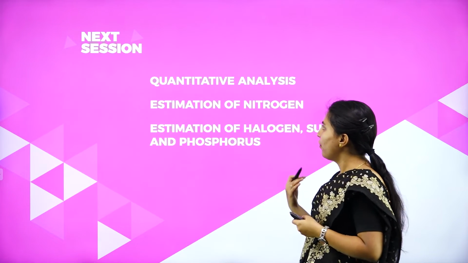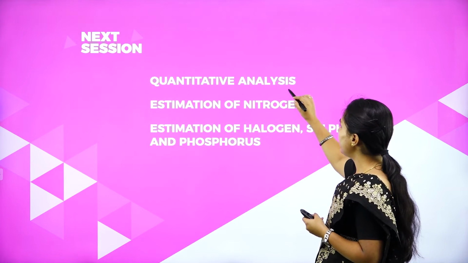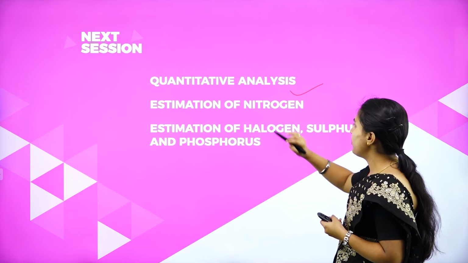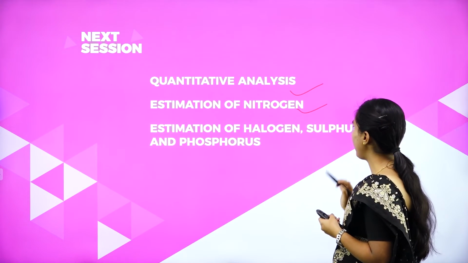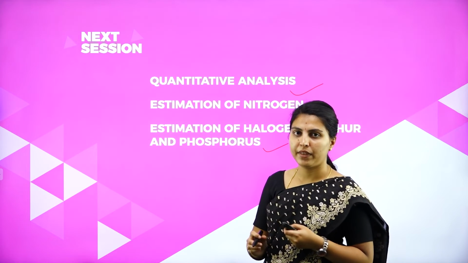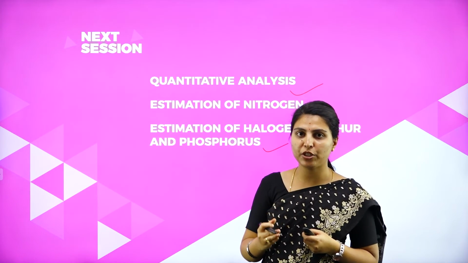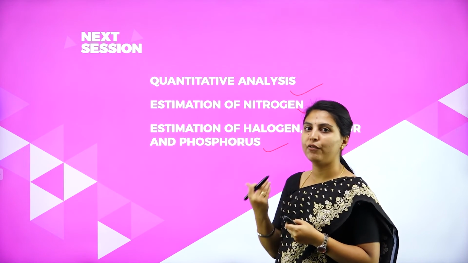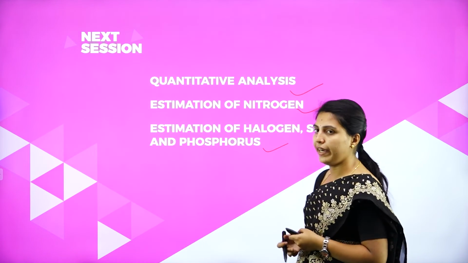In the next class, we will continue the quantitative analysis. In that, the estimation of nitrogen, halogen, sulfur and phosphorus will be seen. As of now, you have seen the estimation of carbon and hydrogen. In the next session, you will study nitrogen, phosphorus, halogen and sulfur. I hope you have understood completely what I have taught today. So, we'll meet in the next session.